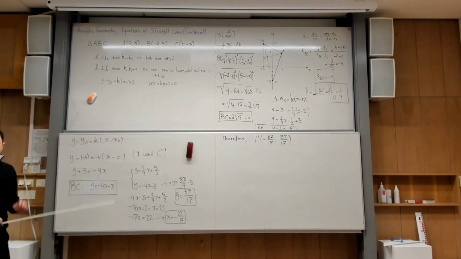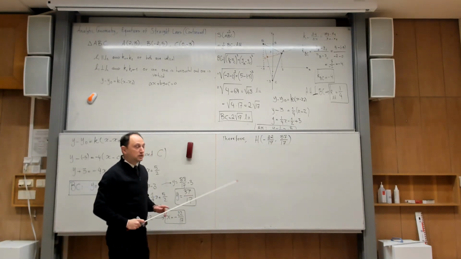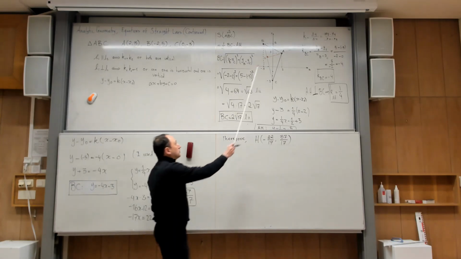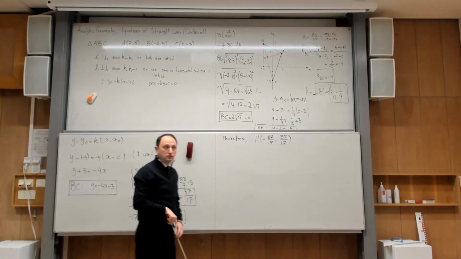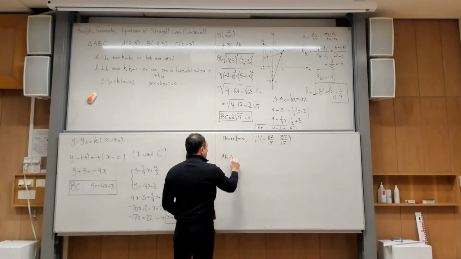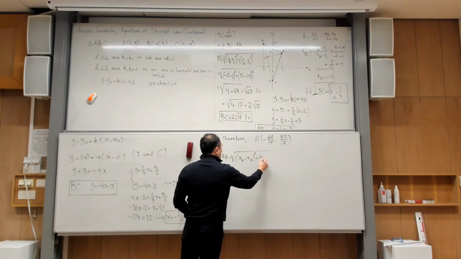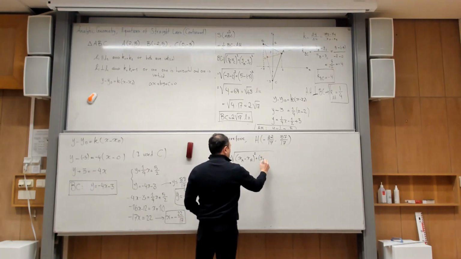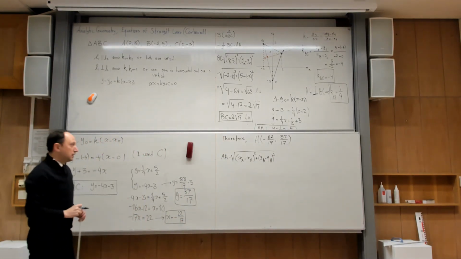What is the goal? What was the goal from the beginning? I have this H. And now what was my goal? My goal was to use the distance formula to calculate the length of AH. Yes? So what I have to do, I have to write the length of AH is equal to square root of the difference between x coordinates squared plus the difference between y coordinates squared. Yes?